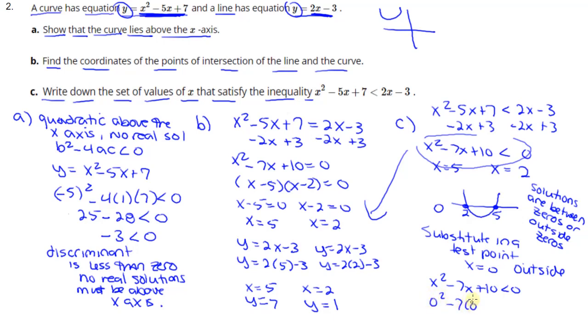All right, fantastic. So 0 squared minus 0 plus 10 is less than 0? No, 10 is not less than 0. So that means the numbers on the outside are not my solutions, which means the numbers between the zeros are my solutions. So my solutions, x, have to be less than 5 and greater than 2.